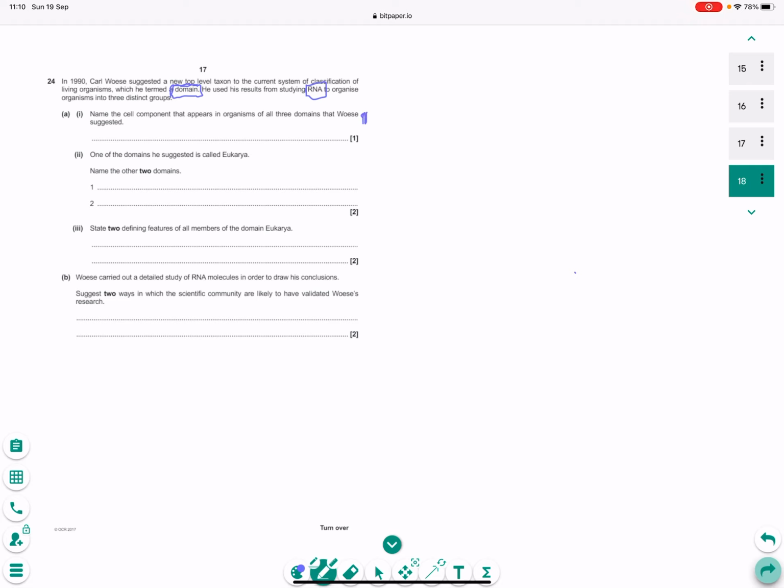Name the cell component that appears in organisms of all 3 domains that Woese suggested. I guess it kind of makes sense. Well, that's a ribosome.